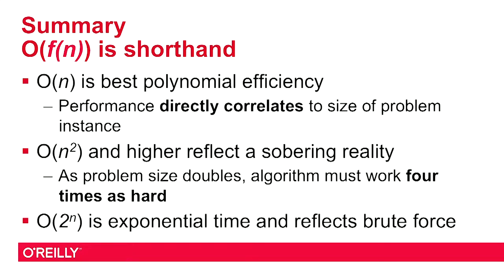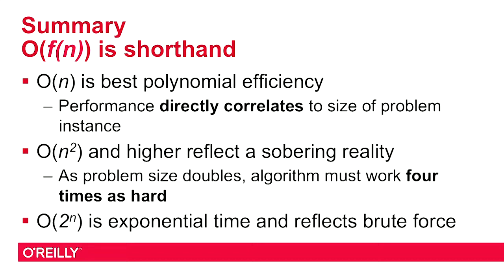You've seen order log n for the binary array search and the binary search tree. We've seen order n for that sum algorithm we talked about. This is what's known as the best polynomial efficiency, when the problem size directly correlates to the performance time that it will take. And in many ways, this is an ideal that you should achieve.